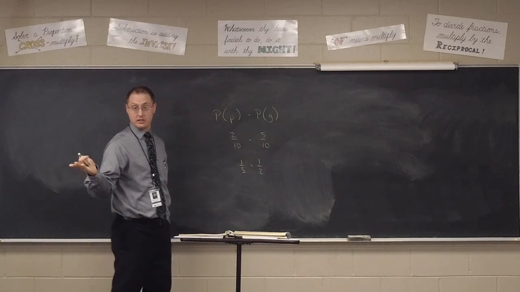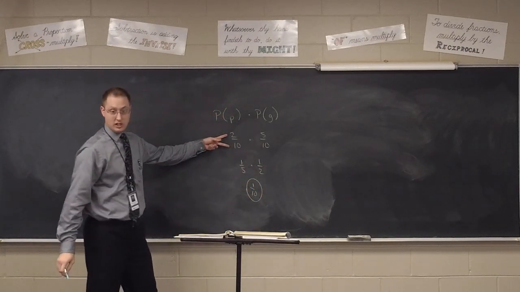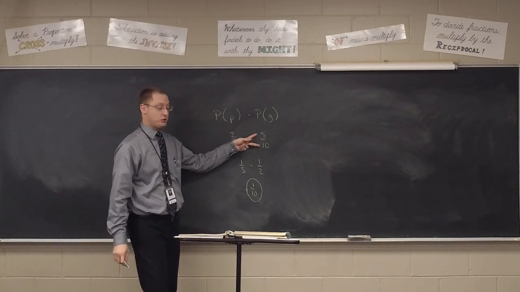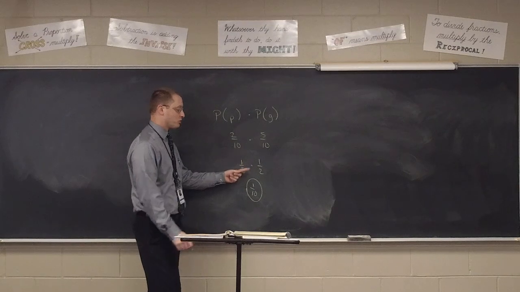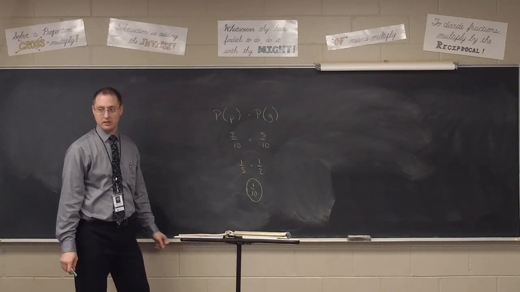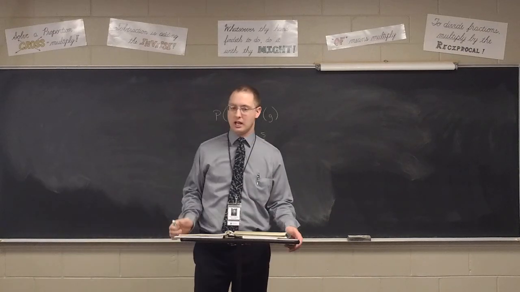And what do we get, class? 1 to 10. Oh. You should have had a 2 to 10 chance of purple, 5 to 10 chance of green, or in other words, 1 to 5 chance of purple, 1 to 2 chance of green, multiply to get 1 to 10. I didn't reduce. Did you have 10 to 100? Yeah. Okay, yeah, just reduce it down to 1 to 10.